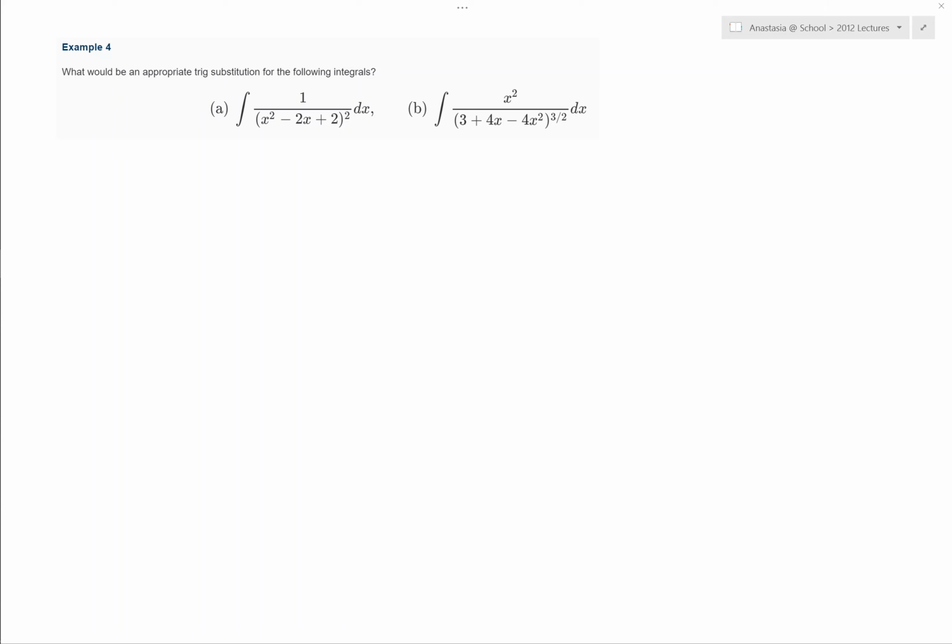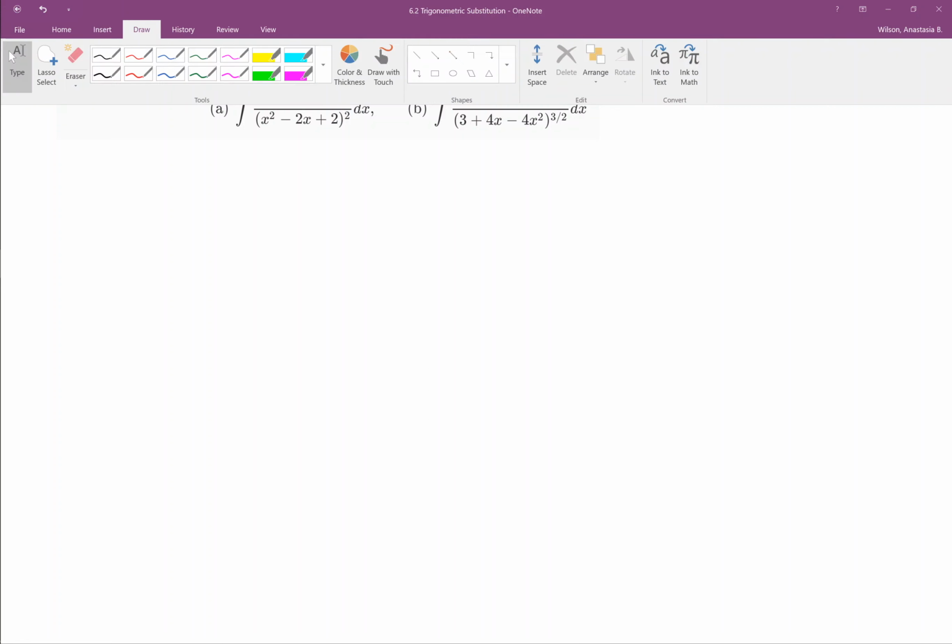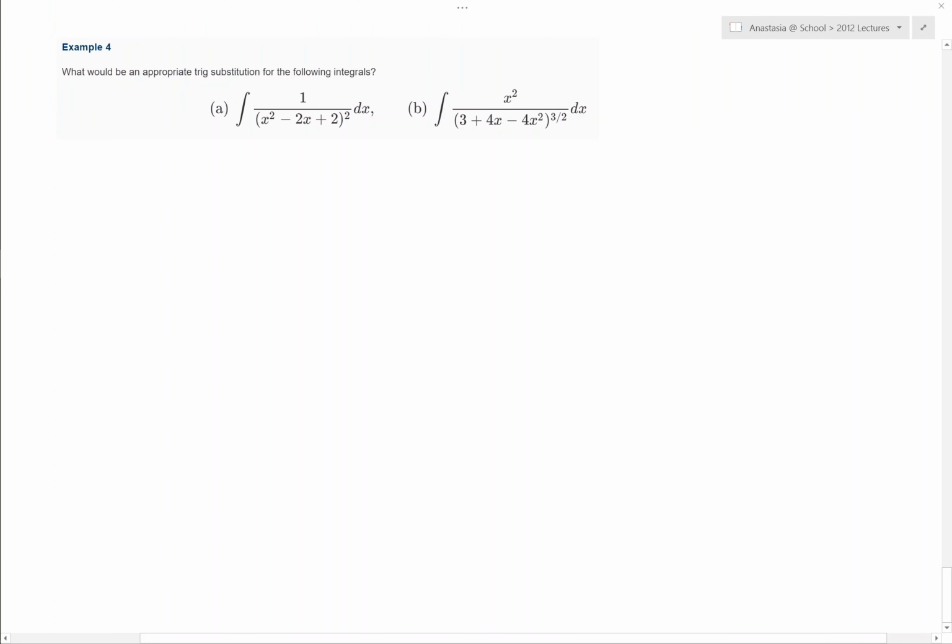So in part A, we have the integral of 1 over the quantity x squared minus 2x plus 2, and all of that being squared. Now, this is a problem that we would use a trig substitution on, but it's not terribly obvious because we don't obviously have something squared plus a constant squared. But we can use completing the square to help us get that correct form to use a trig substitution.